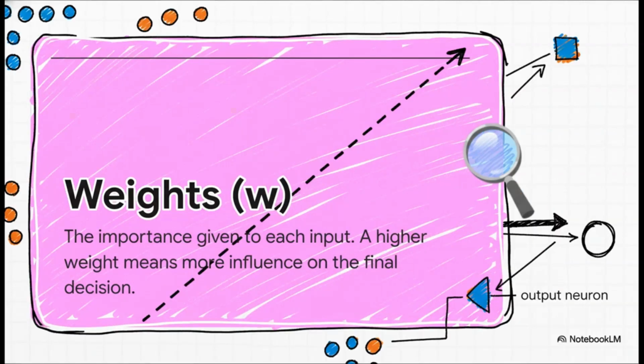But here's the thing, not all information is created equal, right? That's where weights come in. Think of them like little volume knobs for each input. If one piece of info is super important for making the right decision, we crank its weight way up. If it's kind of useless, we turn it way down. This is absolutely key for learning.